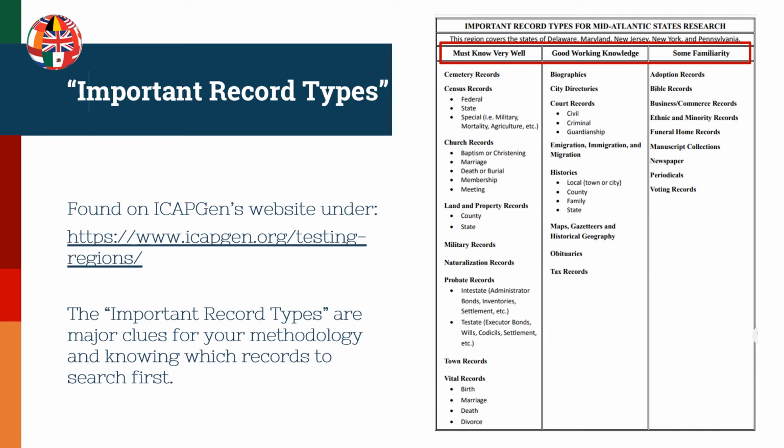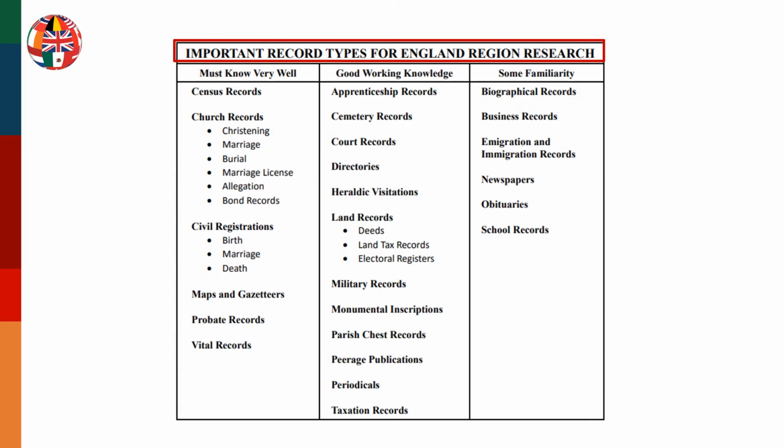Here is an example of the important record types, and these are from the Mid-Atlantic states. The record types for each region can be found on ICAPGen's website under Testing Regions. And these important record types are major clues for your methodology and also for knowing which records to search first. Here are the important record types for the England region of research.